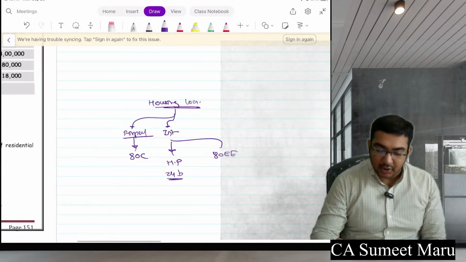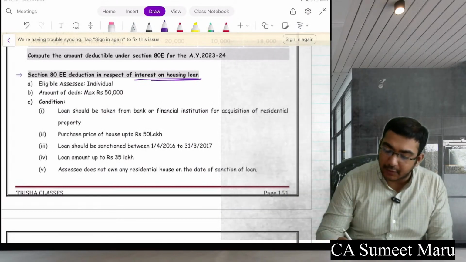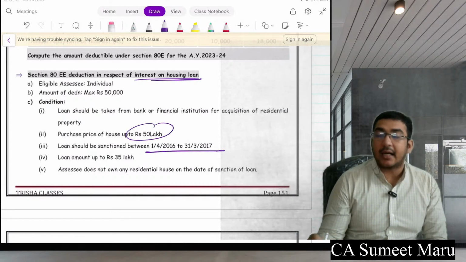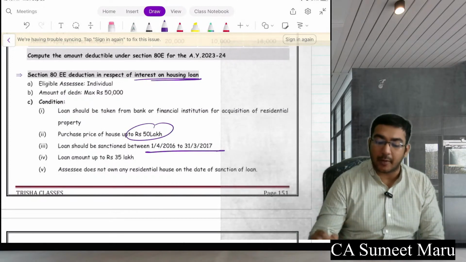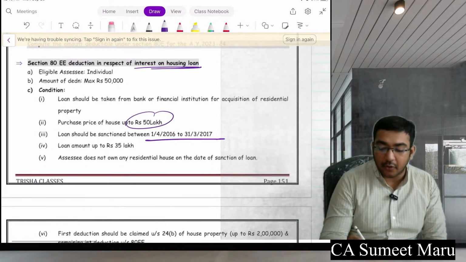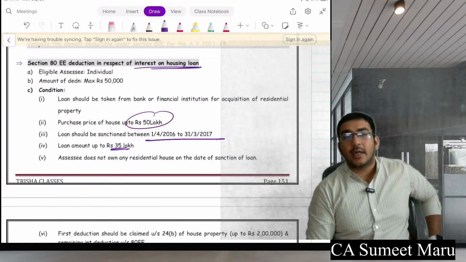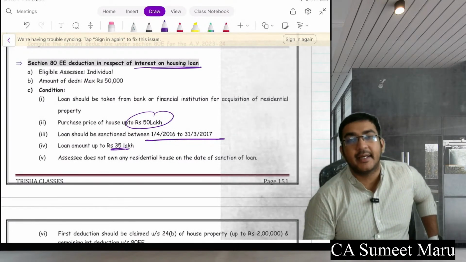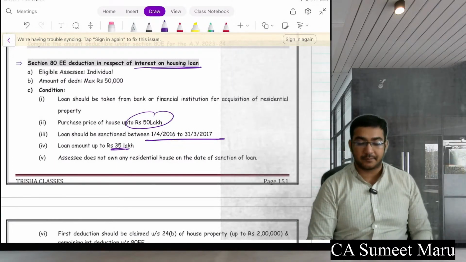Clear everyone? So now what 80EE restrictions are there? Pay attention. The loan should be sanctioned between 1/4/16 to 2017 only. The purchase price of the house should not be above 50 lakhs, and the limit of loan is only 35 lakhs. So 50 lakhs should be your own fund. So if you are purchasing a house up to 50 lakhs and the loan is up to 35 lakhs, then the deduction is available in 80EE if it is still remaining after your house property deduction.